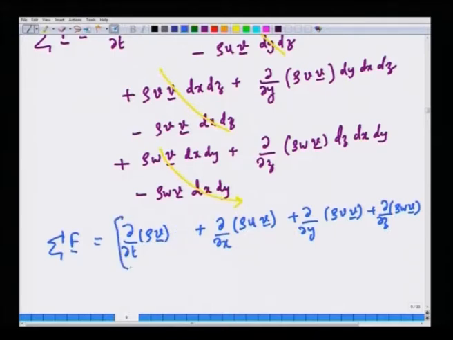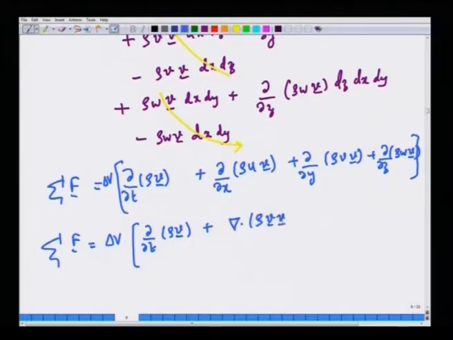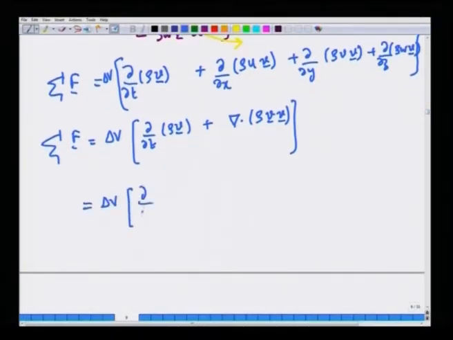So, I can pull delta v entirely out and take it common. That will give us the sum of all forces is equal to delta v times d dt of rho v plus this can be written as del dot rho v v. This can be simplified further as follows: rho v plus v dot del rho v plus rho.